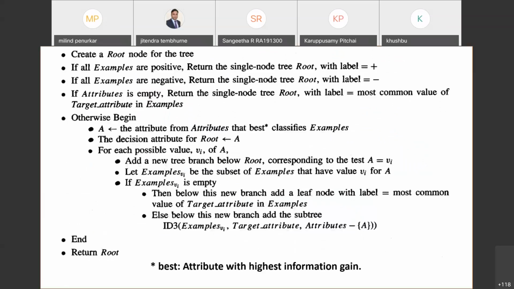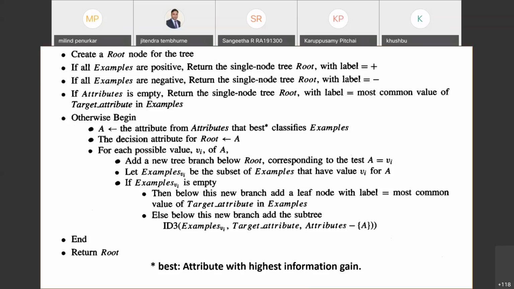So let examples of vi be the subset of examples that have value vi for A. If examples of vi is empty, then below this branch add a leaf node with label equal to the most common value of the target attribute in examples. So we are saying examples of vi is empty means there are no examples which would have that value, or that set is 0. So read 0. Then below this branch we add a leaf node with label equal to the most common value of the target attribute in examples. The examples being empty only comes when we have all positive examples and no negative, or let's say 0 examples, right?